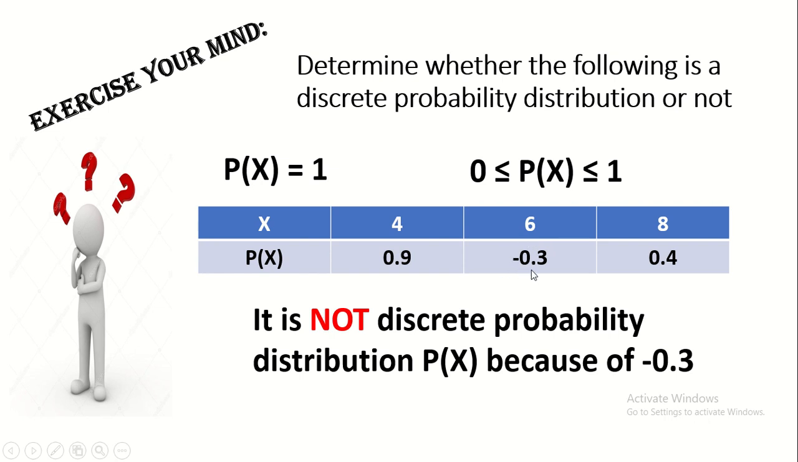Na-violate niya po yung property number 2 ng discrete probability distribution na dapat ang P of X natin ay hindi negative at hindi siya lalampas kay 1 pataas. Okay? So nag-negative siya rito. So this is not a valid discrete probability distribution because of the negative 0.3 doon sa P of X.